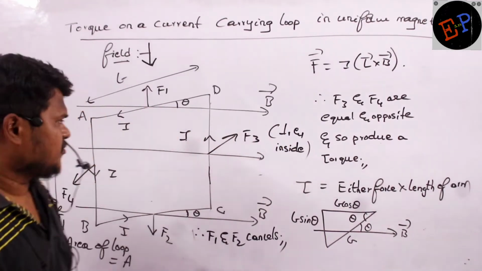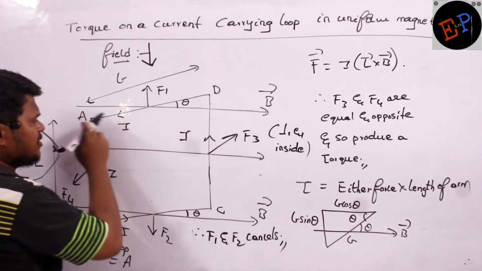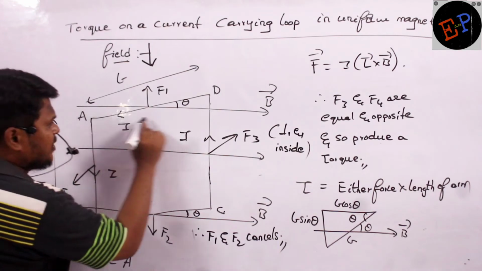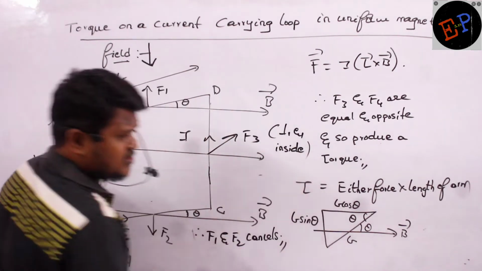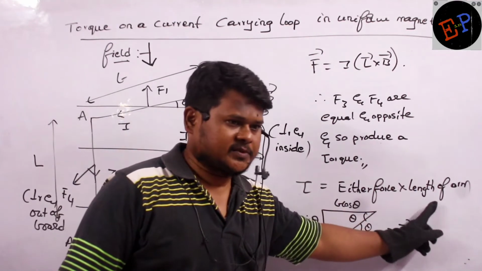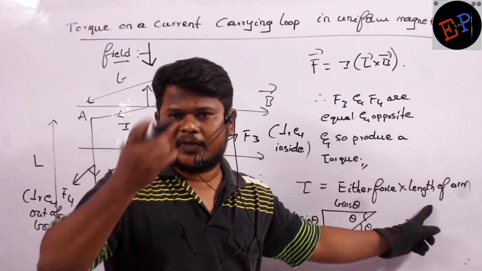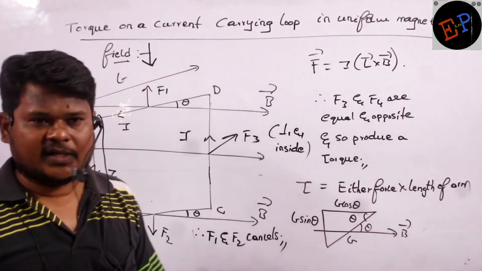Forces are acting at these two ends only. Here one force is inside, here one force is outside. So what is the perpendicular distance between the forces? The perpendicular distance between the forces is b cos theta. That is my length of the arm. Are you able to understand now? What is meant by length of the arm? The perpendicular distance between two forces.